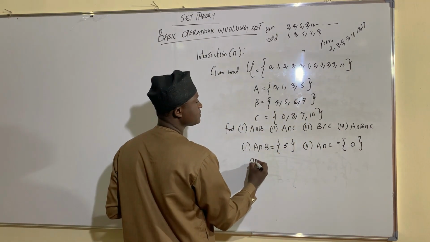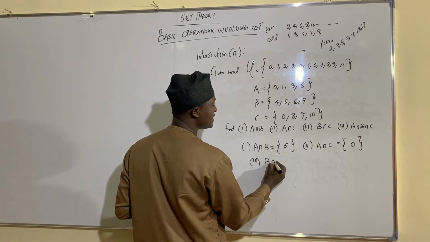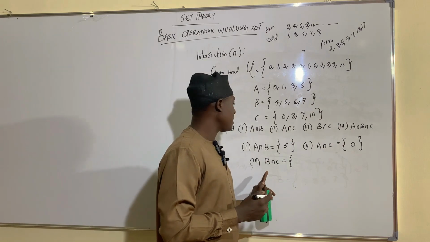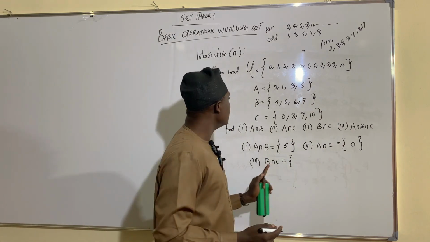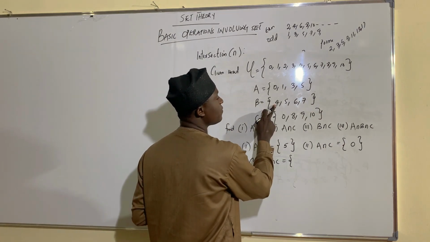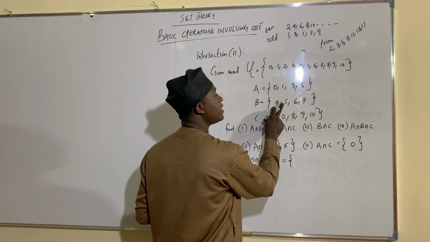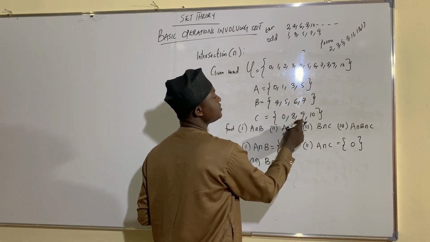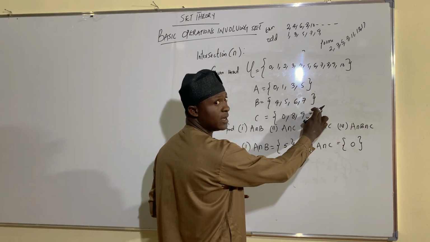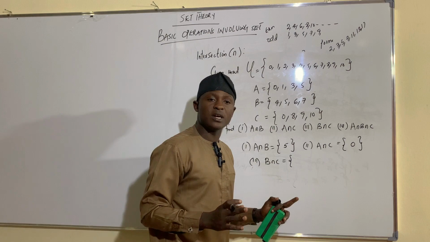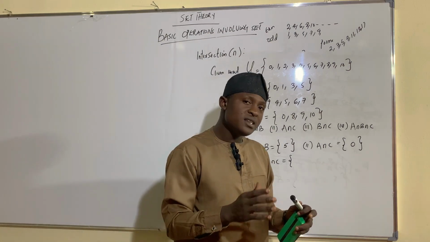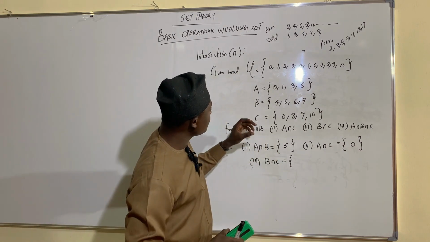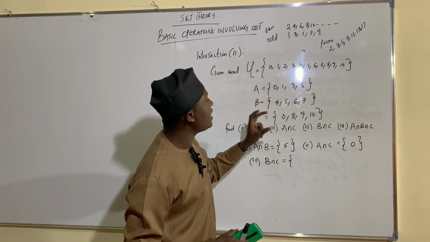Now, the third one, they said B intersection C, meaning what we have in set B and we also have in set C. So when we check B and C, there is 4 here, no 4 here. We have 5 here. There is no 5 here. There is 6 here, no 6. There is 7 here and no element 7 here. So, do B and C have anything in common? No, they don't have anything in common, because when we check B and C, we can clearly see that there is no element in common.